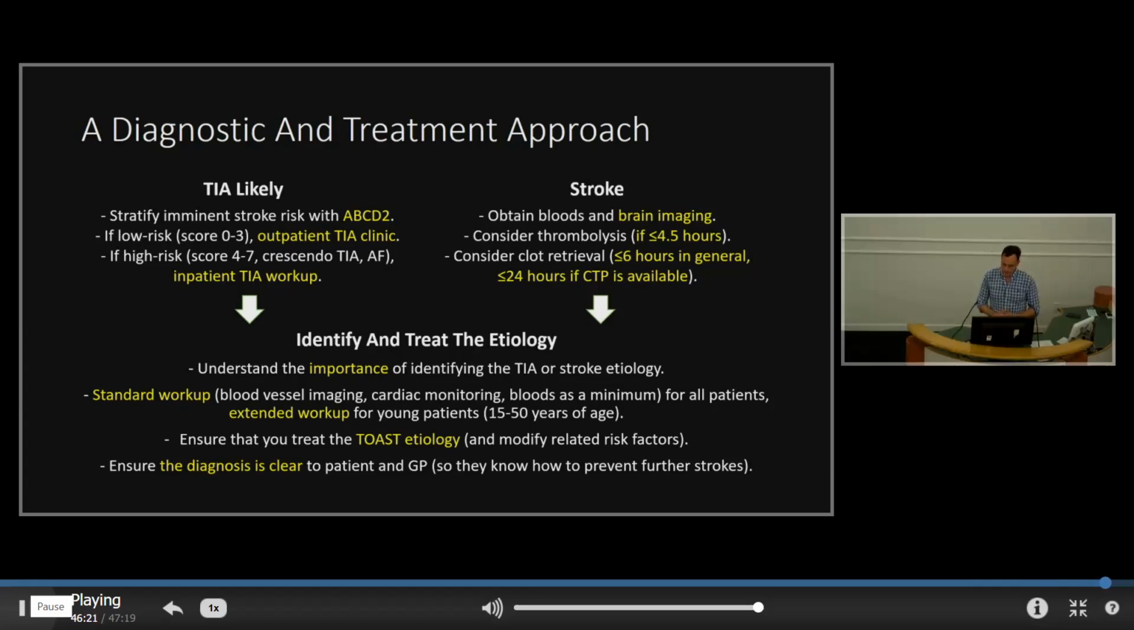Ensure that you treat the TOAST etiology and modify any related risk factors. And lastly, I should say, ensure the diagnosis is very clear to both the patient and the GP. Otherwise, they don't know what they need to do or what they're treating really to prevent further strokes.